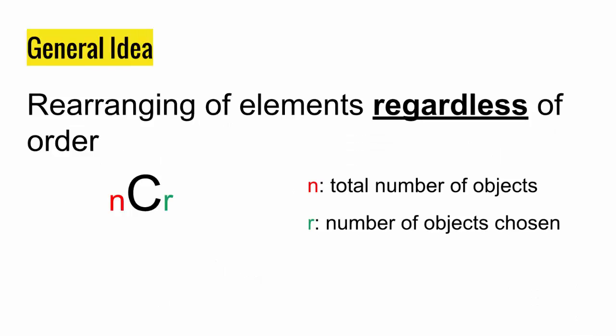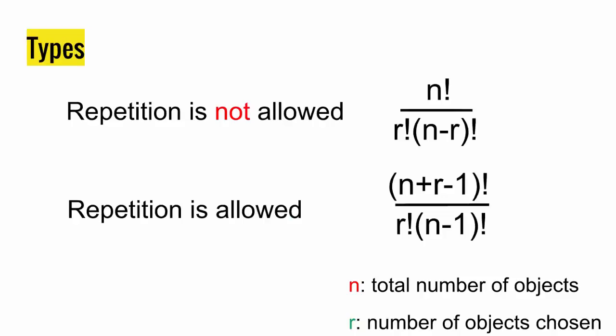So basically, the general idea of combination is rearranging of elements regardless of order. The notation is nCr, standing for combination, where n is the total number of objects and r is the number of objects chosen. With the rules we had based on repetition or not, the first one, where repetition is not allowed, is n factorial over r factorial times n minus r factorial. The second one, where repetition is allowed, is n plus r minus 1 factorial over r factorial times n minus 1 factorial. And this is about combinations. So let's check out another concept in combinatorics.